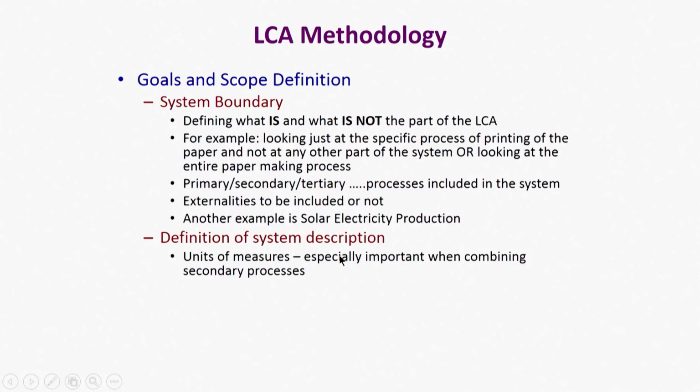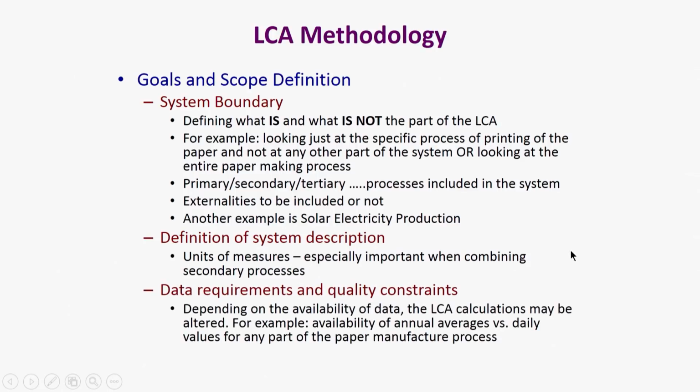And then the definition of system description, units of measure, which are important when combining secondary processes, and then data requirements and quality constraints. So, one of the biggest problems in LCA is that if you have such a large process, sometimes data is difficult to come by and you have to collect data, and sometimes there may not be the exact kind of data that you need. For example, the availability of annual averages versus daily values for any part, you may have to interpret or interpolate and guess these values or calculate based on some rationale, and this is usually a problem.